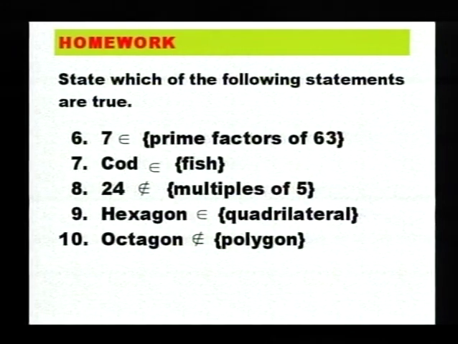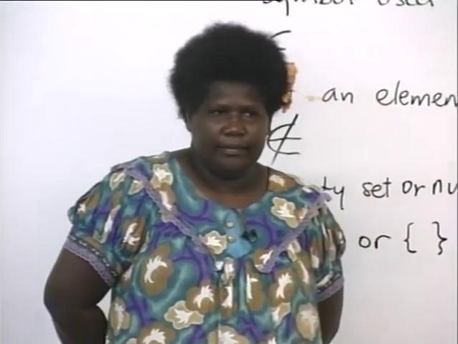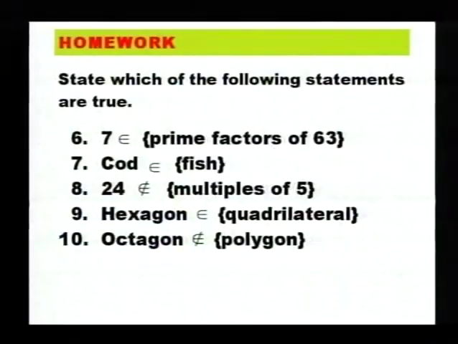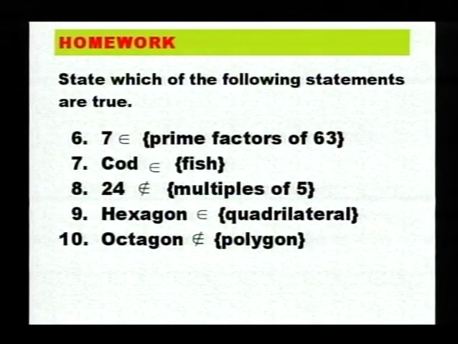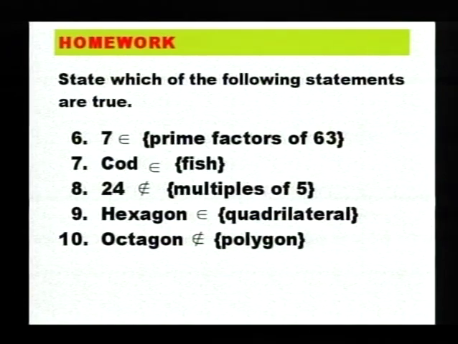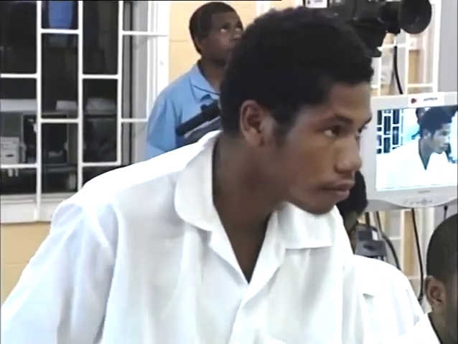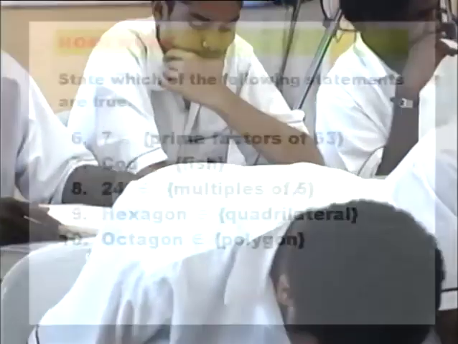True or false? True. Okay, true. 24 is not a multiple of 5. Is a hexagon a quadrilateral? Or hexagon is an element of a set of quadrilaterals? False. Hexagon is not a quadrilateral.